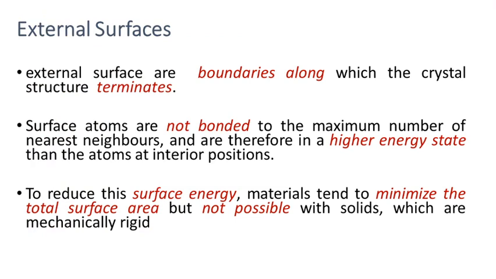Starting with the first surface defect, which is the external defect. External defects are the external surfaces found in any crystal structure which is terminating. It is the exposed surface or the external surface of any material which is exposed to the environmental condition, or the atmosphere.